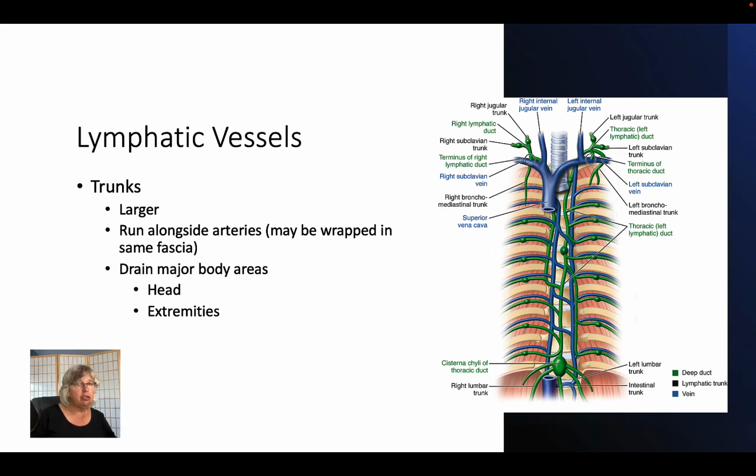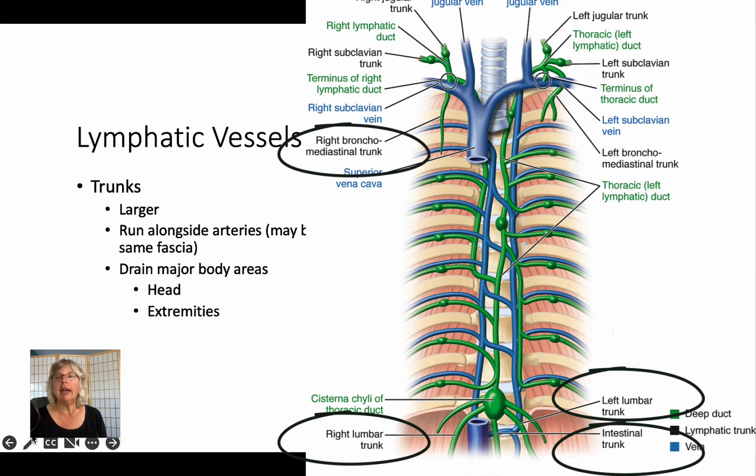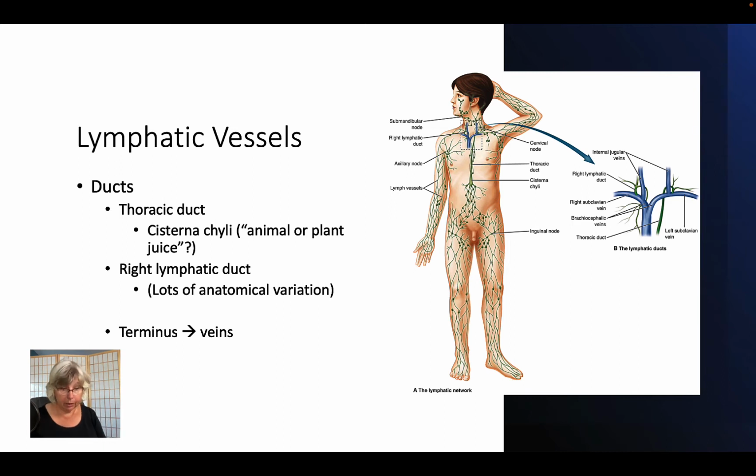The next bigger vessel, our collectors, will carry lymph from major areas of the body into larger vessels called lymphatic trunks. It's really hard to find pictures of lymphatic trunks. In this picture, everything green is part of the lymphatic system, but the trunks are indicated in black text and with black indicators. So here we have the intestinal trunk, the left lumbar trunk, the right lumbar trunk, the right bronchomediastinal trunk, and so on. The trunks drain major body areas, so they are responsible for a substantial part of the body, like the head or the neck or an extremity or a big part of the thorax. The trunks are big enough and strong enough, and they also have smooth muscle tissue, that they tend to run alongside arteries, and they may be wrapped in the same fascia along with those arteries, and that will become important for reasons that we will talk about in a little while.